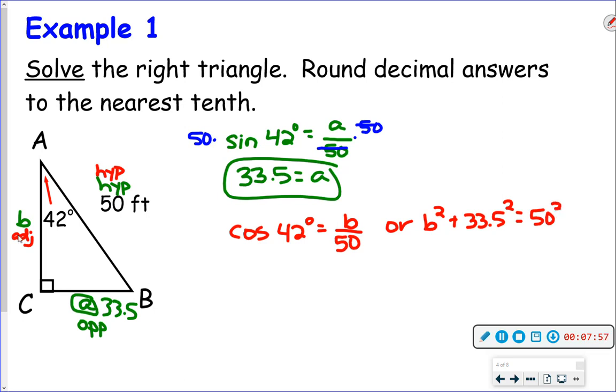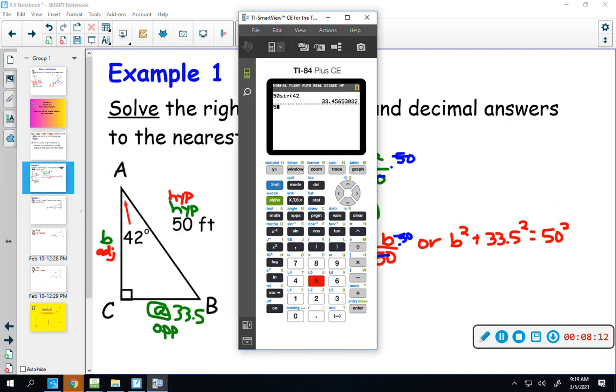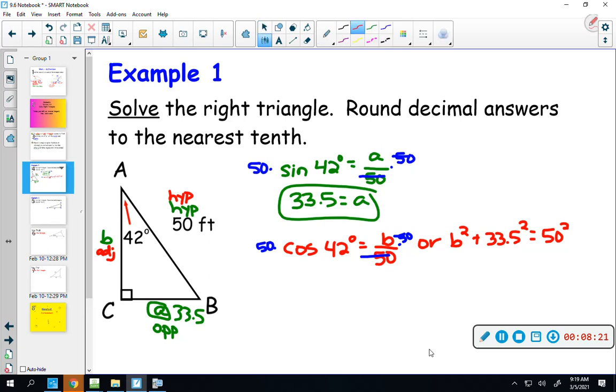It's totally up to you today. You have a choice, okay? I just set up the first one. Let's do that. So I'm going to times by 50. And again, I'm not going to show everyone, but let me just show you a couple on the calculator. So 50 cos of 42. And again, we're going to round to the 10th, so I'm going to put 37.2 for it. Got it. You will get the same exact answer if you do the Pythagorean theorem.